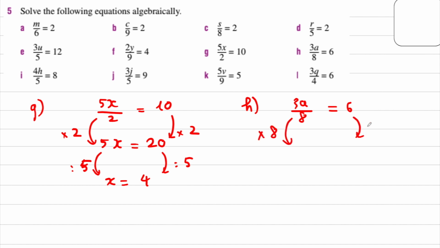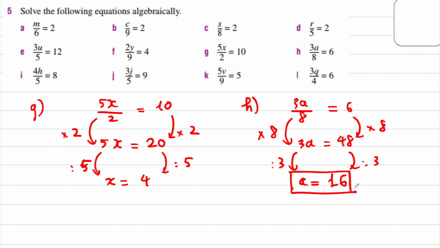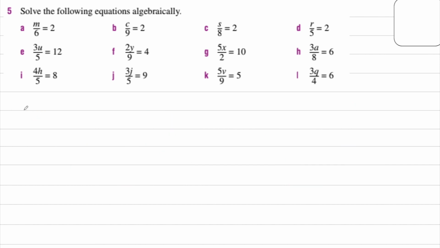Multiply 8 now. Multiply 8 now. 3a equals 48. Divide by 3 and divide by 3. Here is a equals 16. Okay. And question I. 4h over 5 equals 8.